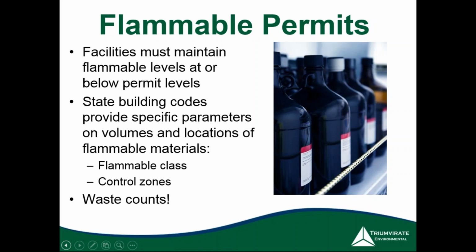But one important thing to not lose sight of is waste counts. I see a lot of clients oftentimes forget to include hazardous waste in their flammable permits. So if you have a lot of flammables on site, the chances are you're going to have a lot of flammable waste that comes out of there as well. So it's important to know what those volumes are, where they are, what control zone they're in, and how that waste is classified. Is it highly flammable or is it just combustible? All those things will have an impact, and usually they're higher volumes too, so it can really kick you out of compliance pretty quickly if you don't pay attention to that.